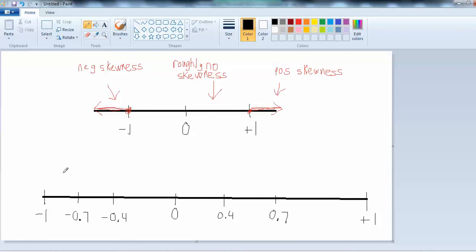Anything in here is a strong negative. Anything in here is a medium negative. And this right here is a weak negative. And then over here it's the same. It goes from weak to strong.